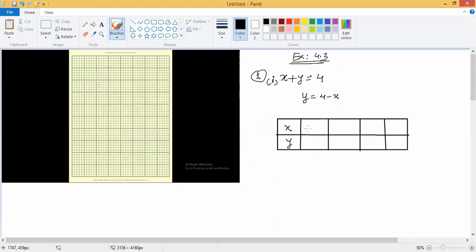If you take x is equals to 0, यदि आप x की value 0 लेंगे, what will be the value of y? Yes, anyone? 4. Yeah, 4. Very good. 0, 4. Then if you take the value of x as 1, then what will be the value of y? 3. Very good.